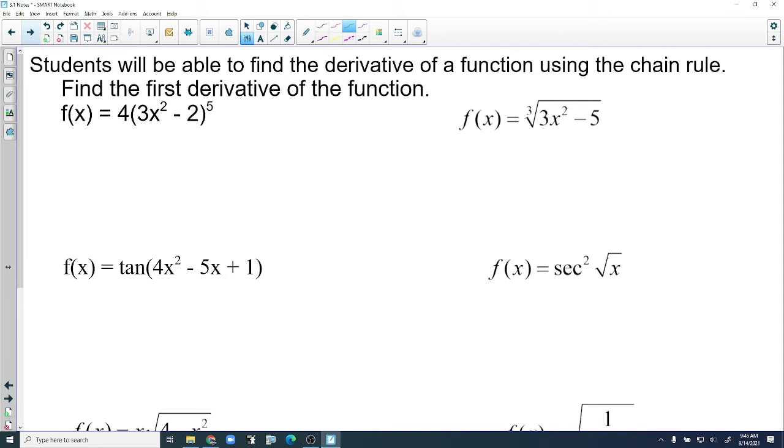Students will be able to find the derivative of a function using the chain rule. Find the first derivative of the function. Let's do the first one here. F prime of x is equal to 20 times 3x squared minus 2 to the fourth. So there's the power rule. And then we're going to multiply by 6x. So this one I would change to 120x, 3x squared minus 2 to the fourth.